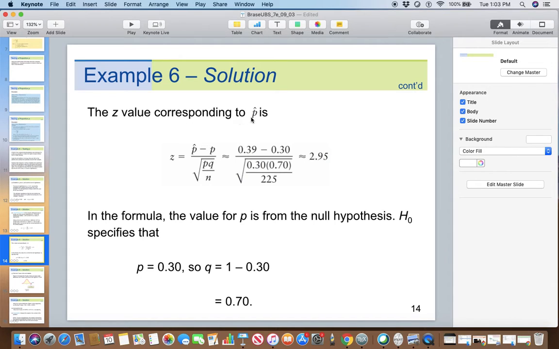The Z value corresponding to P hat is given by this formula: P hat minus P over square root of PQ over N. That is approximately 0.39 minus 0.30 all over the square root of this object. Z comes to approximately 2.95. In the formula, the value for P is 30%. That was from the null hypothesis. And Q is 1 minus P, so that is 70% or 0.70.